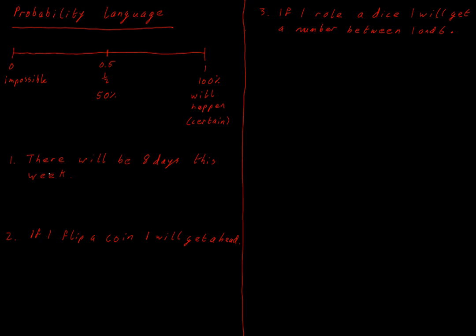Let's start out with example 1. There will be 8 days this week. Well, by definition, we say there are 7 days in a week. So this is impossible because it's logically impossible. So we can say that this would be impossible. It would have a probability, P, capital P for probability, would be equal to 0. So it would be impossible.